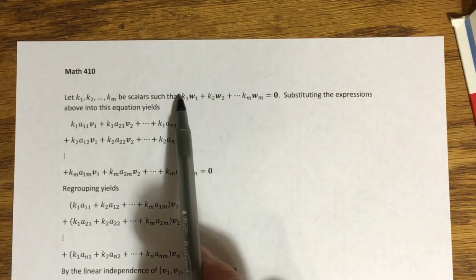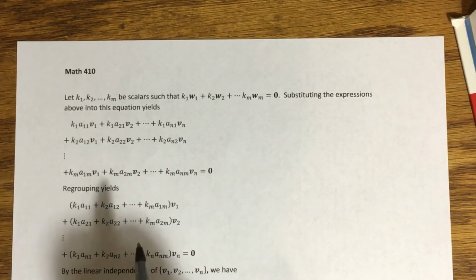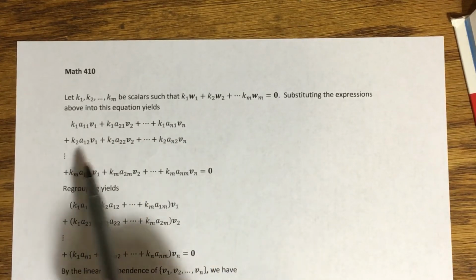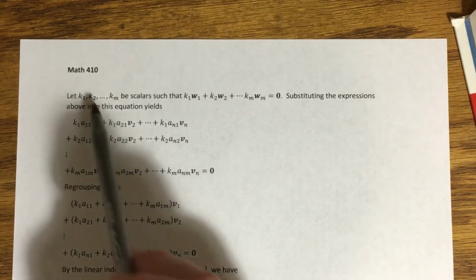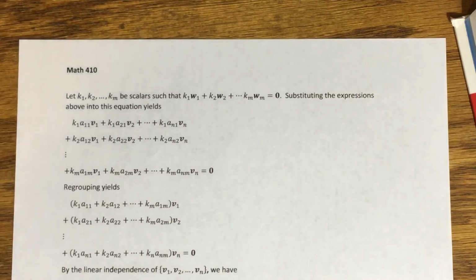Notice that the k1 would have distributed into every term of that linear combination, which is why we see k1s everywhere. Similarly, this k2 will distribute in, and we get this. And then all the way down until I get to the km, that distributes into that linear combination. And the sum of all of these, notice I'm adding everything, is equal to the 0 vector.